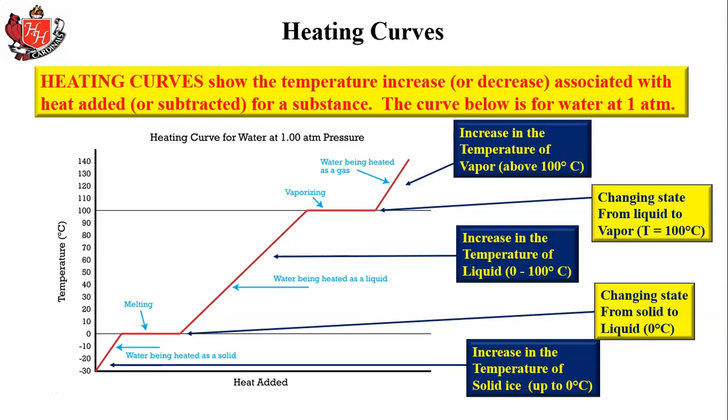So that's called a heating curve, and it's different for different substances, because different substances have different freezing points and boiling points.